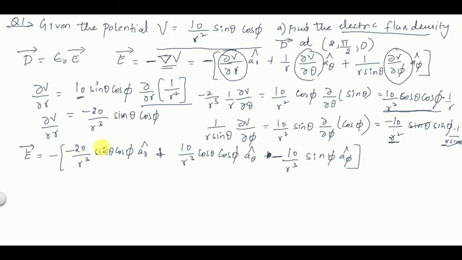Okay, so this is the formula for E bar, and he has asked to find D bar at this point. So first of all we will calculate E bar at that point. So E bar at (2, pi/2, 0), that is R is equal to 2, theta is equal to pi by 2, and phi is equal to 0.